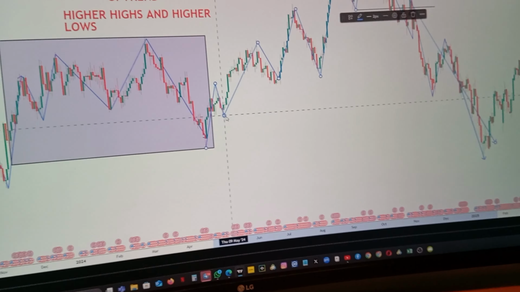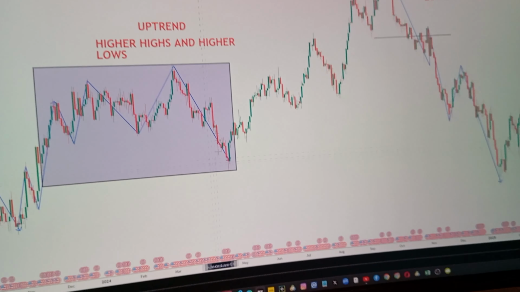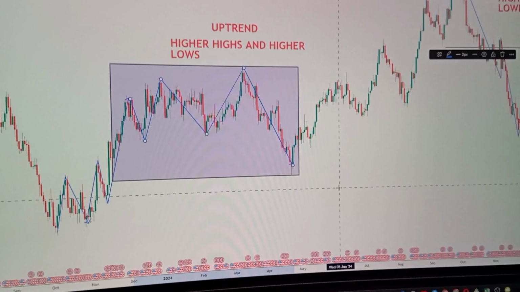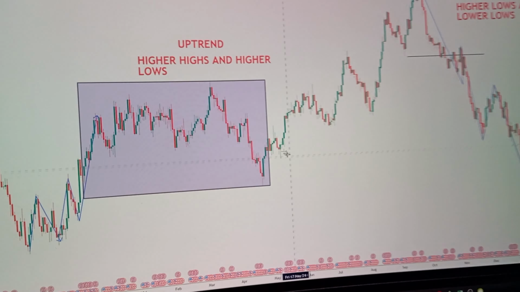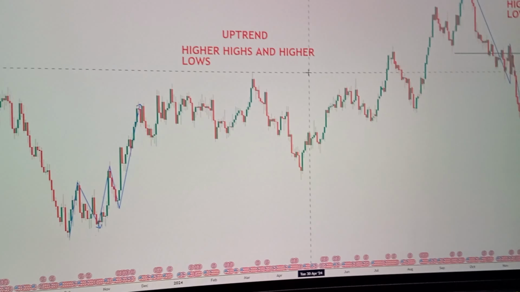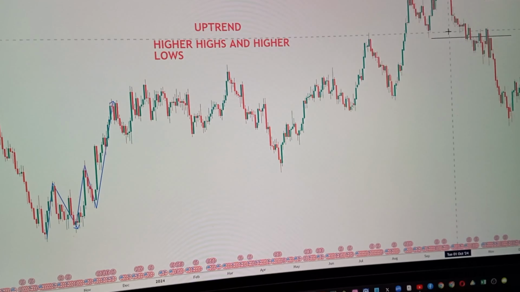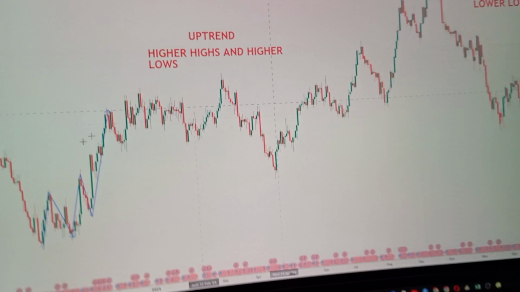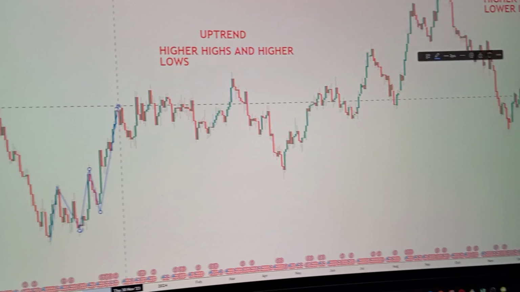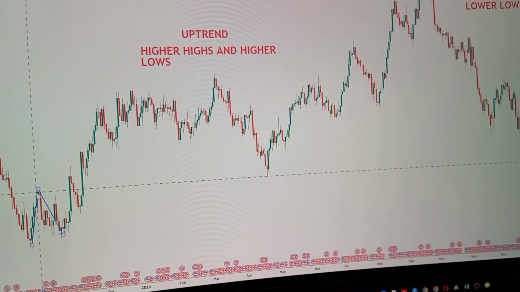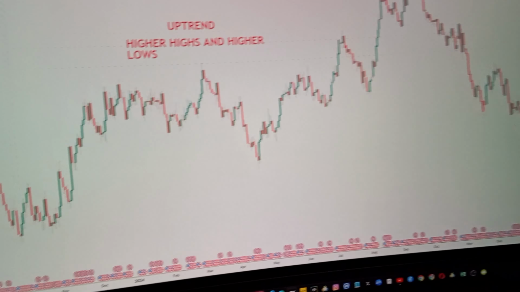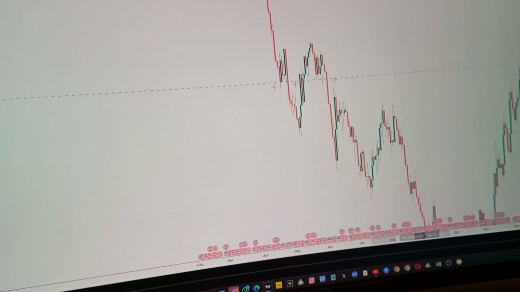So what is market structure, guys? Everything that I've been saying since is called market structure. So let's take it again for you to understand it better. Let's find a clean chart. This is market structure, guys. It's not that hard. It's very, very simple.